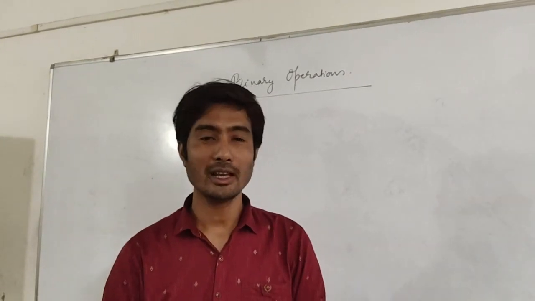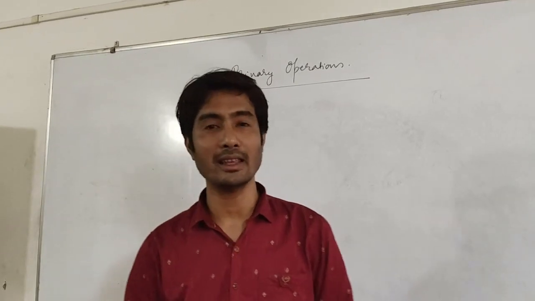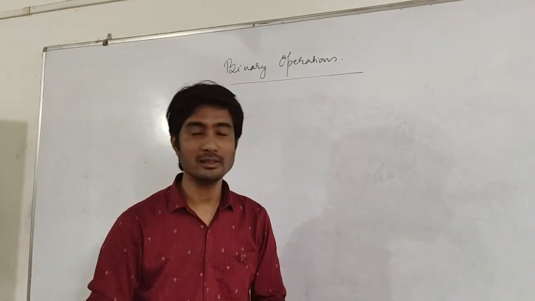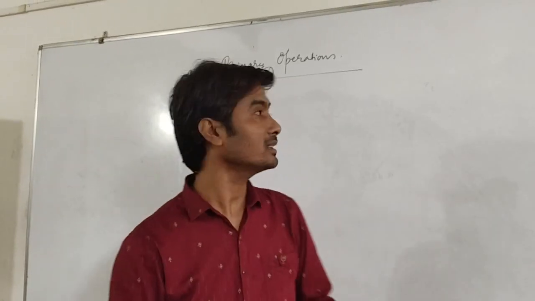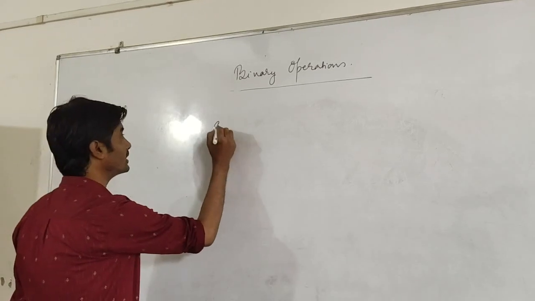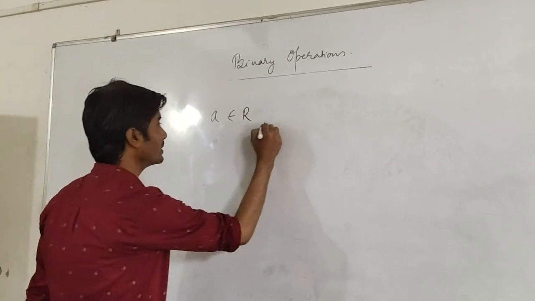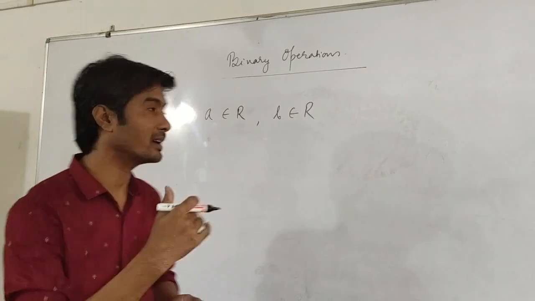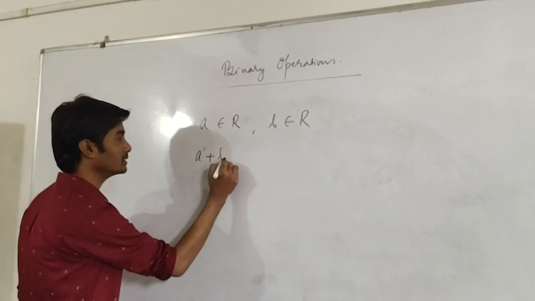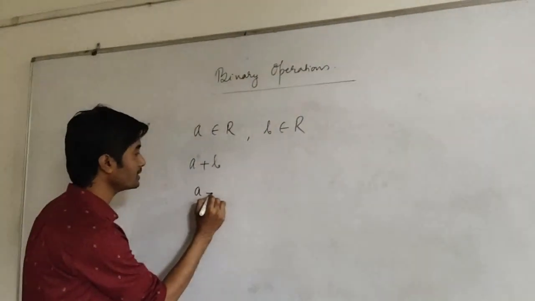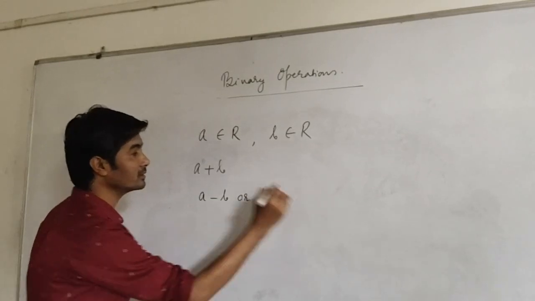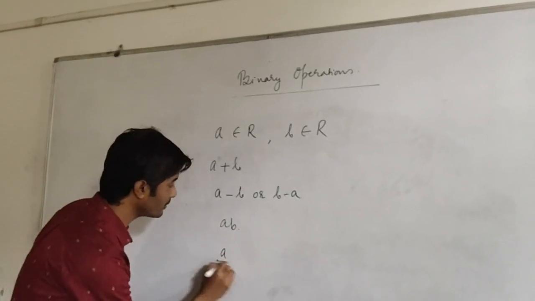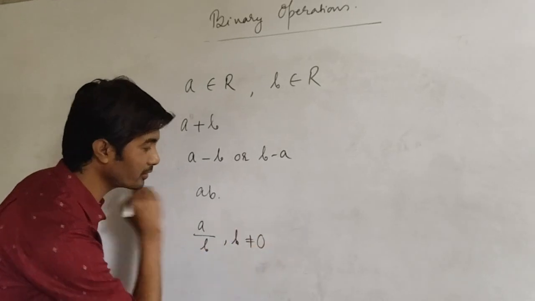I think all of you know that we have four fundamental operations, that is the addition operation, the subtraction, the multiplication and the division operation. And all these operations have a special feature. That feature is that if we take two real numbers, a and b, then these operations associate another real number: a plus b for addition, a minus b or b minus a for subtraction, a into b for multiplication, and a divided by b, with b not equal to 0, for division.